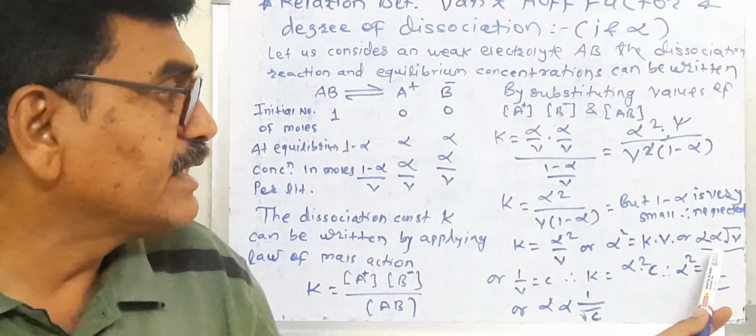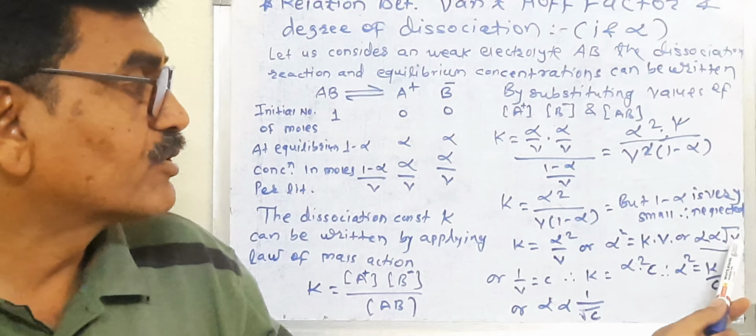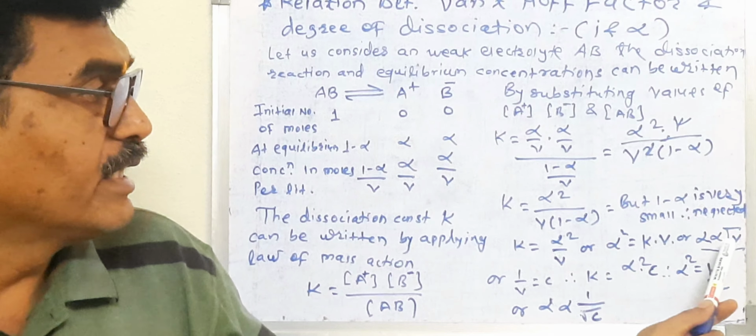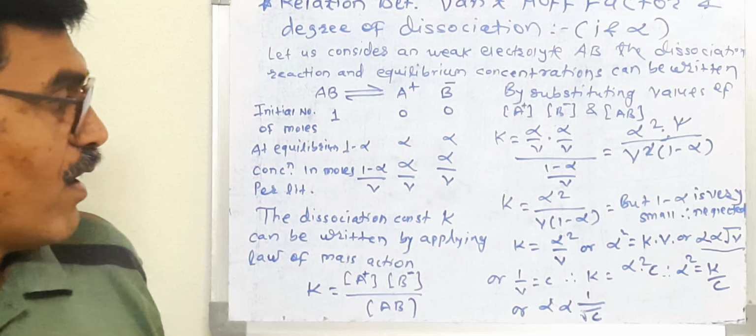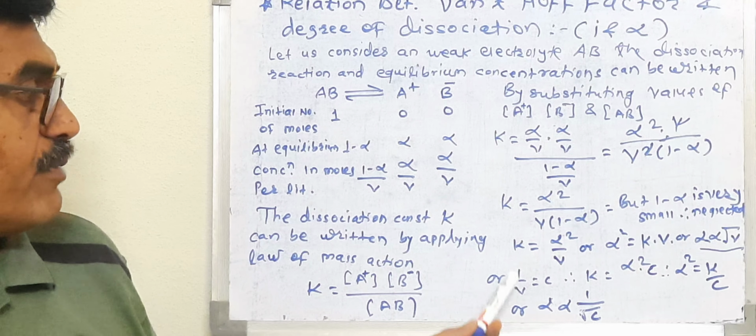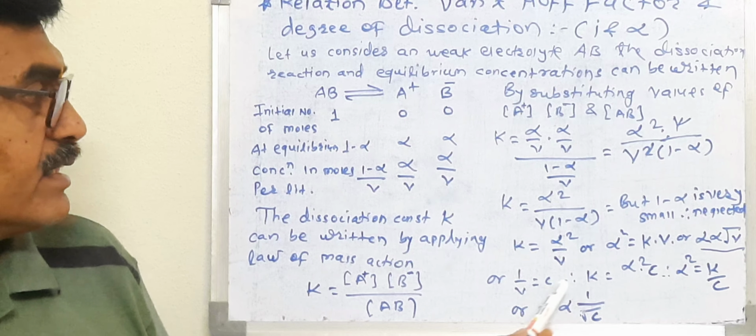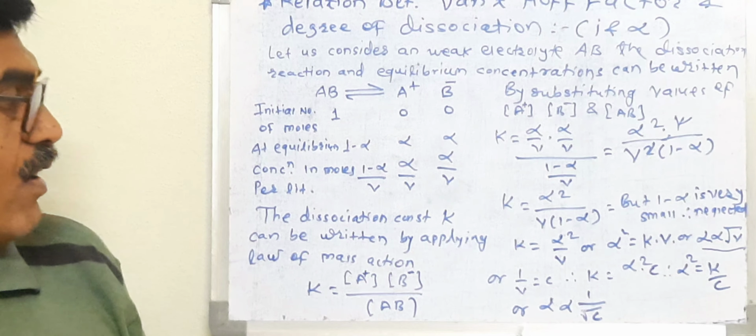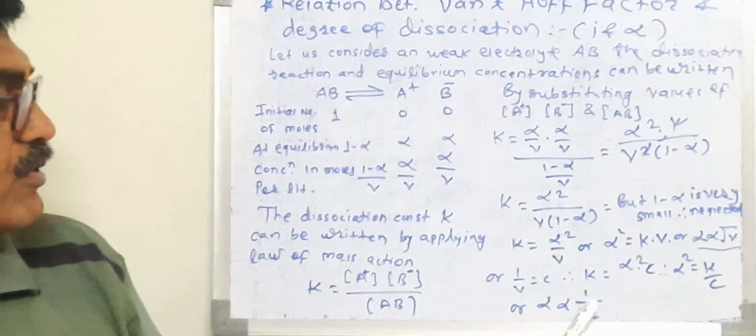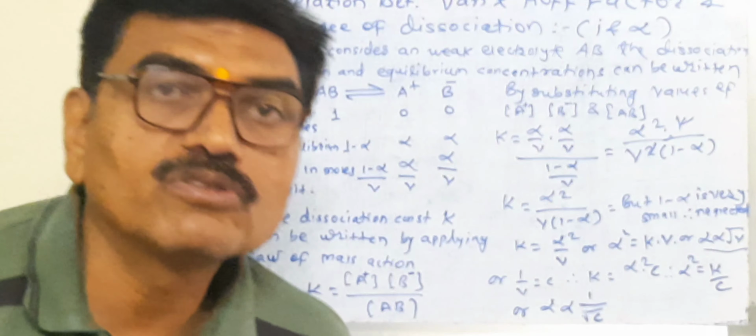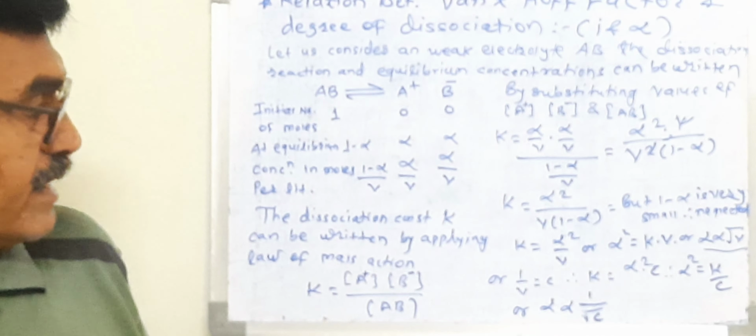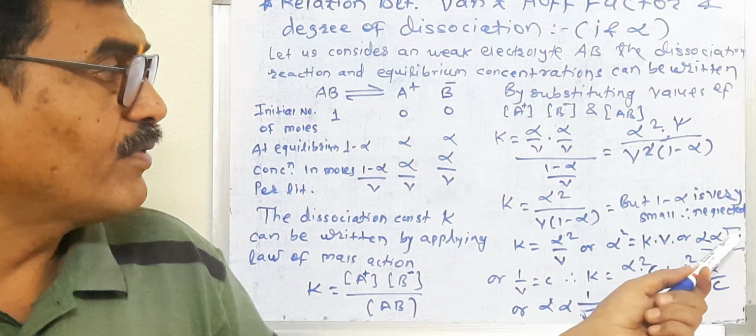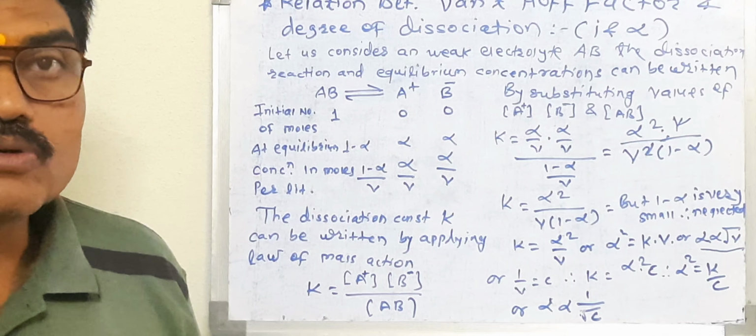That's why alpha is directly proportional to the square root of V. That is, the degree of dissociation is directly proportional to the square root of dilution, where dilution is V. Instead of V we can write 1 upon C, that is the concentration. So K is equal to alpha square into C. Alpha square is equal to K upon C, or alpha is inversely proportional to under root of C. So that is according to Ostwald's dilution law, that is the degree of dissociation is directly proportional to the square root of dilution or inversely proportional to the square root of the concentration of the solution.